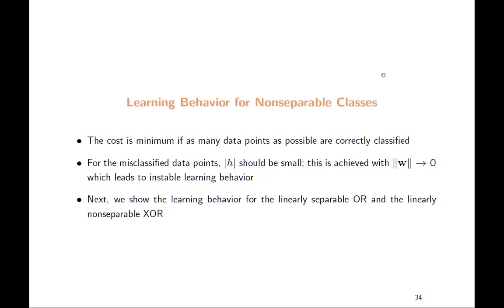And unfortunately, the perceptron doesn't even behave very nicely if the classes cannot be separated. So for misclassified data points, it tries to get the magnitude of h to be small, because at least then the contribution to the cost function is small. But this means that the length of W becomes small, and then learning tends to become unstable. So it's not separating, and it's also not really terminating the learning.